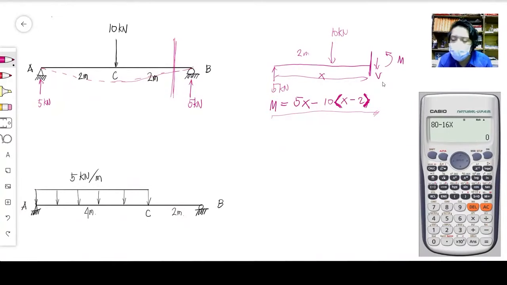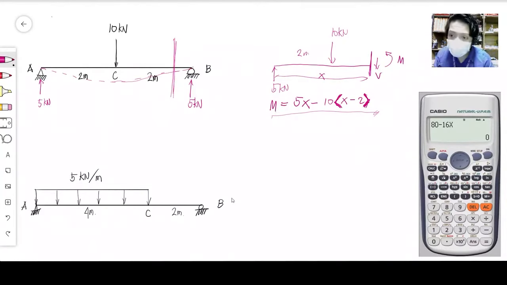For example, when x is 0, the value within the bracket is equal to negative 2. So this one right here, you will disregard it. You will not use it anymore. So, this is the moment equation.